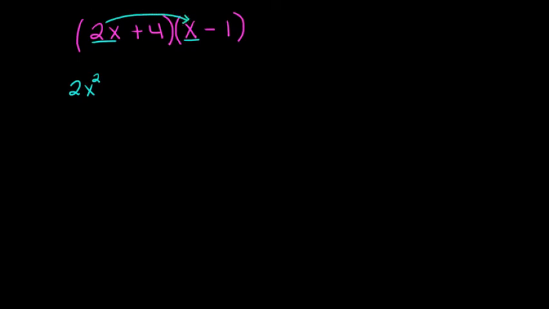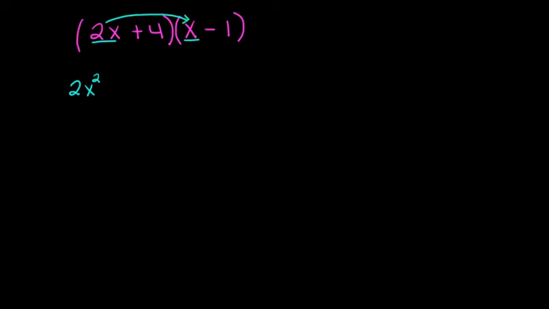We want to FOIL 2x plus 4 multiplied by x minus 1. All right, let's not forget that our first term is going to go up and over to the first term of the second. So we have a 2x times an x. So 2x times x will give me a 2x squared. We went straight on over.